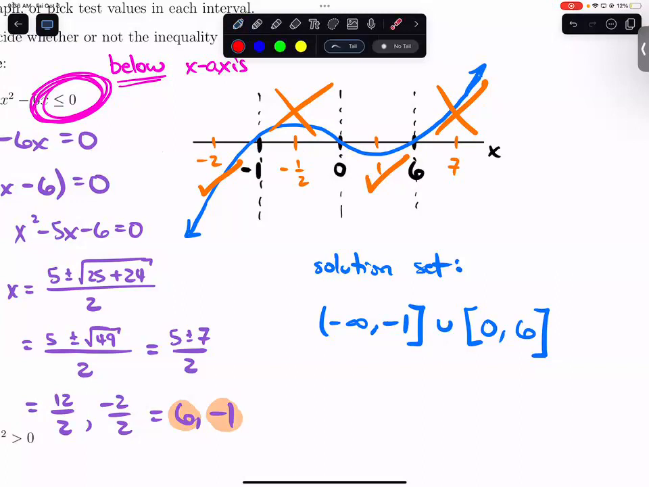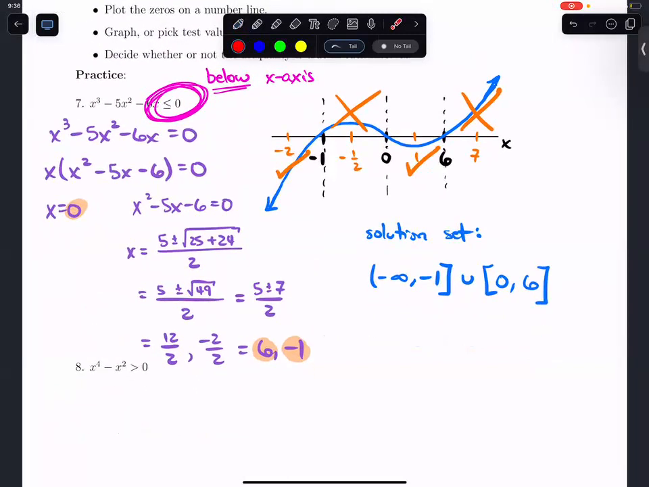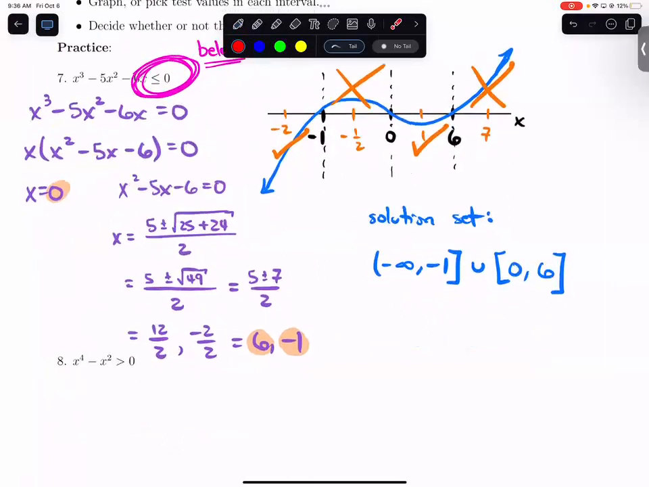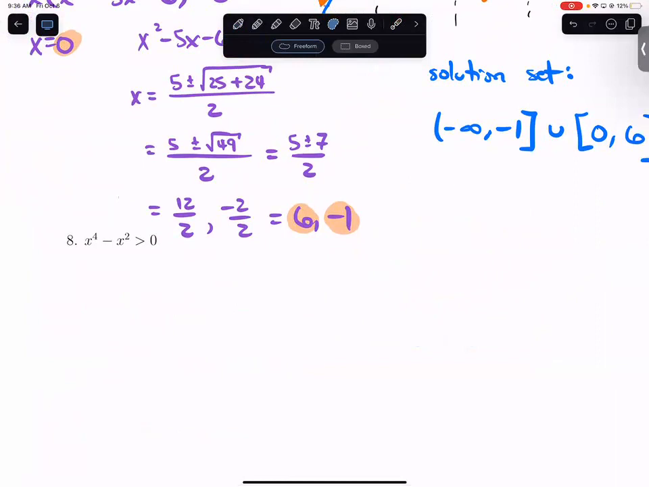Okay, so nothing new really, except that we have a little bit more stuff to consider because we've got possibly more intercepts, more solutions. Okay, let's take a look at 8 real quick.